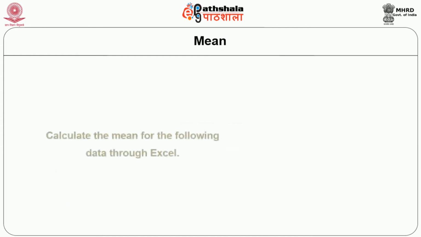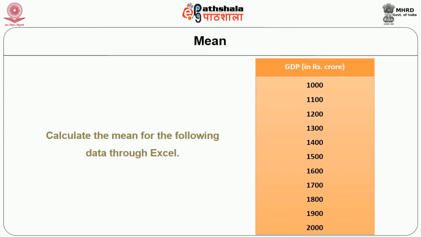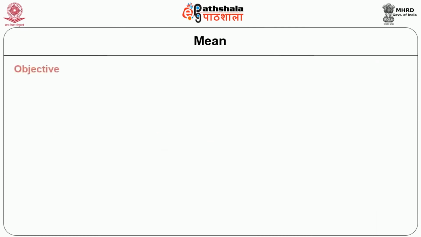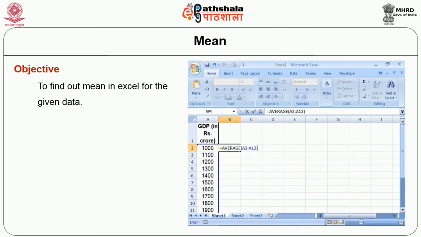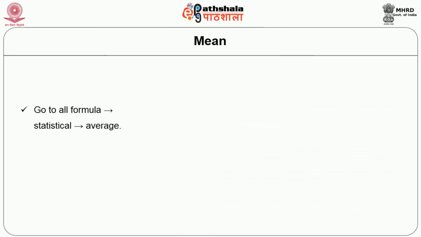Then mean. Calculate the mean for the following data through Excel. Objective: to find out the mean in Excel for the given data. Procedure: open the Excel sheet, enter the title as gross domestic product in cell A1 and data on gross domestic product from cell A2. Enter the following formula in cell C2 as equal to AVERAGE, open the bracket, B2 colon B12. Press enter or go to all formula, then click statistical, click average.